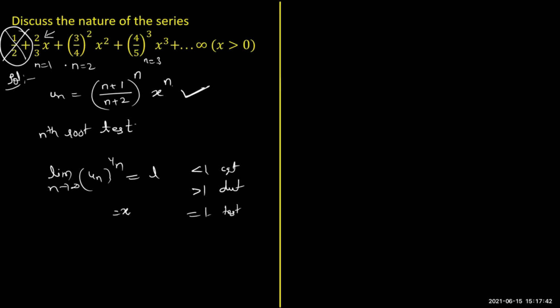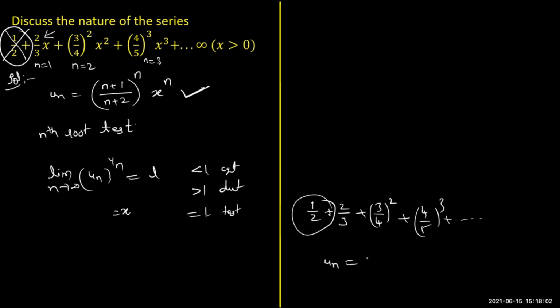We take this series when x is equal to 1. By taking x equal to 1, we just try to rewrite it. So in that case, we'll get it like this: 1 by 2, then 2 by 3 whole square, plus 3 by 4 whole cube, plus 4 by 5 whole to the power 4, and so on. Now see, again, if you ignore this 1 by 2, you can understand the nth term un is n plus 1 divided by n plus 2, whole to the power of n.